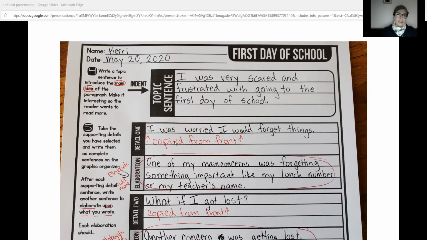So for example, I said I was worried I would forget things. That is directly copied from the front. But to explain it more and add more information, I said one of my main concerns was forgetting something important, like my lunch number or my teacher's name. So I explained it so that the reader really understands what I was worried about forgetting. So for all of the details, detail 1, 2, and 3, you're going to write the detail, and then you are going to elaborate on it.